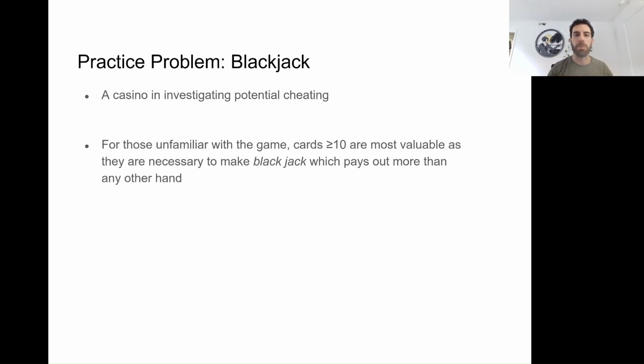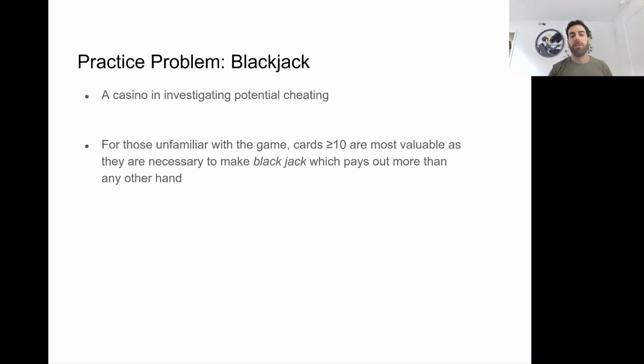This scenario is much more straightforward. In blackjack, you can't really use probability to your advantage. You can count cards. That's a whole separate thing. There's a separate way they catch cheating there. But in this case, the type of cheating we're investigating is through the dealer.